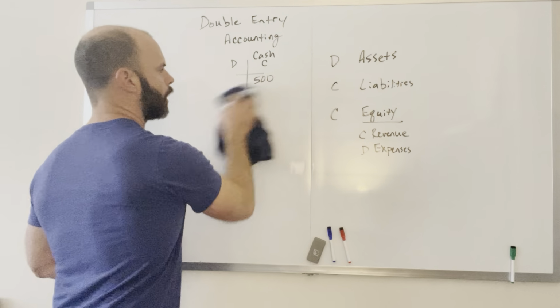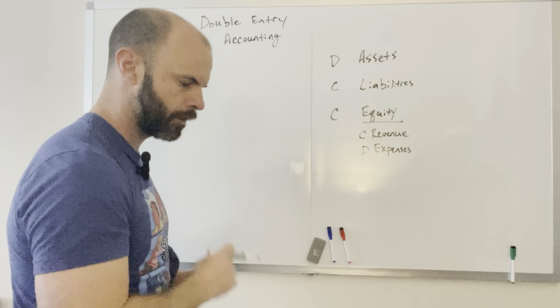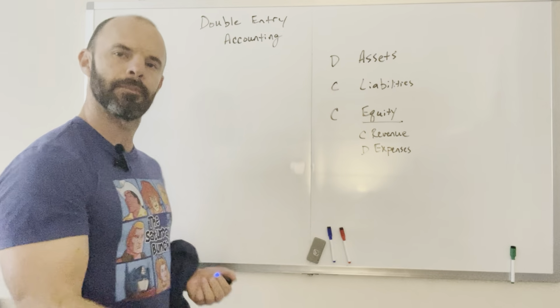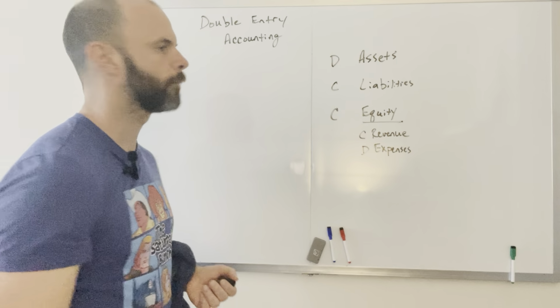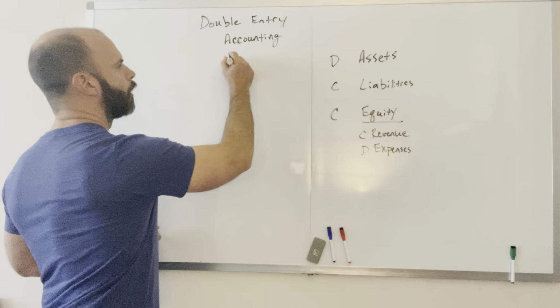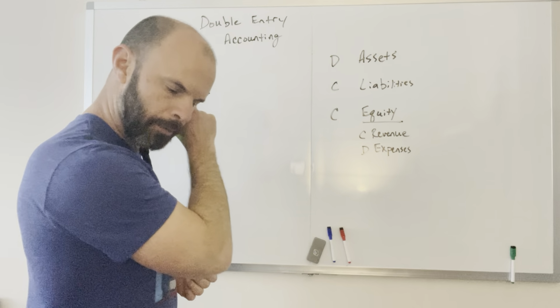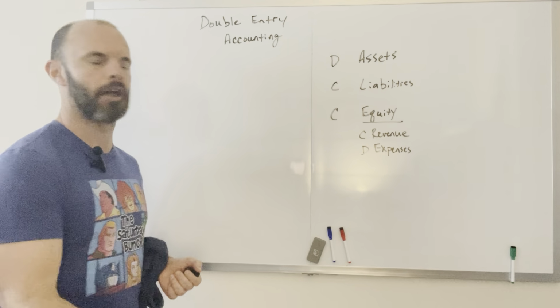All right, let's try another example. Let's say that you bought some inventory, and I think this is a good one because we're going to see a couple different moving pieces here. So I bought inventory, let's say I own a company that sells shirts. So I bought inventory and it cost me $10,000.